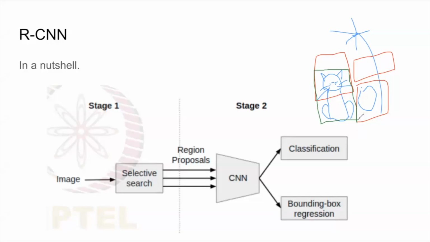The bounding box regression will take care of the fact that, along with the correct classification of the thing that is inside the bounding box, it also cares about the position of the bounding box, and what the exact position the bounding box should be.